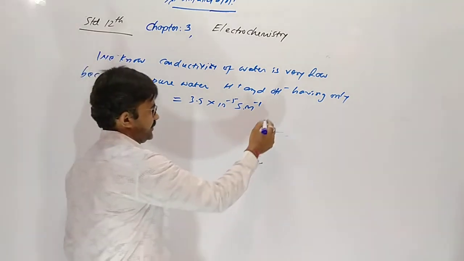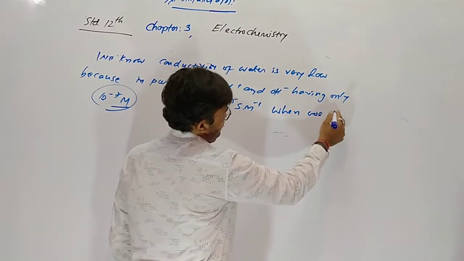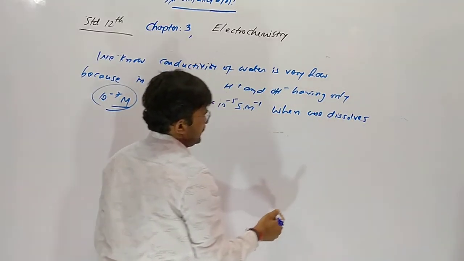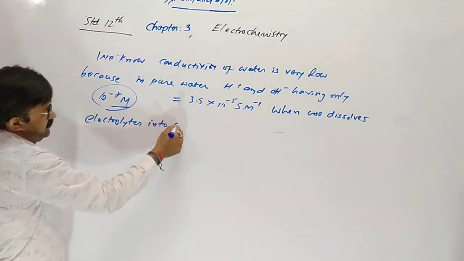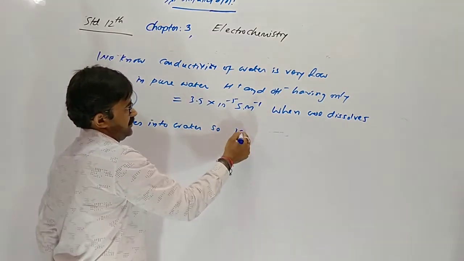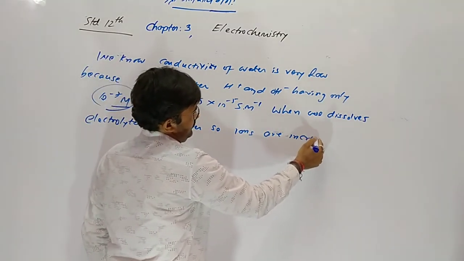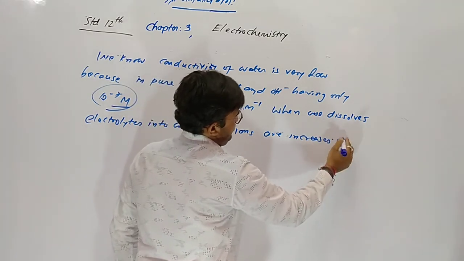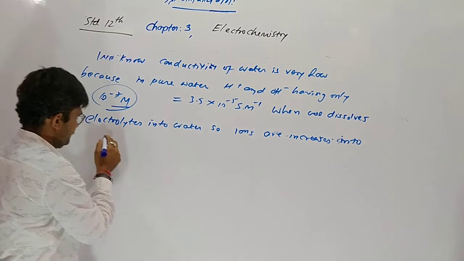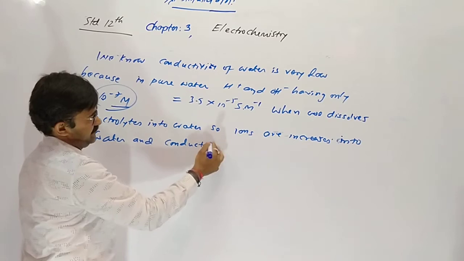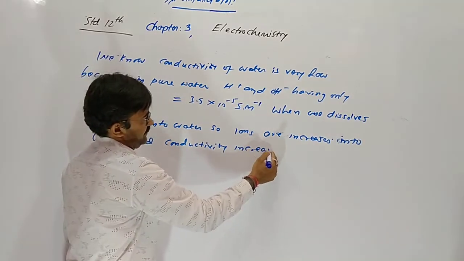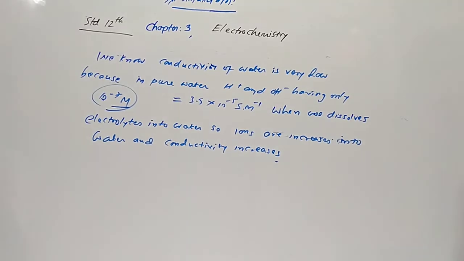When we dissolve some electrolytes into water, the ions in the water increase and conductivity increases, and conductivity due to ions is called ionic conduction.